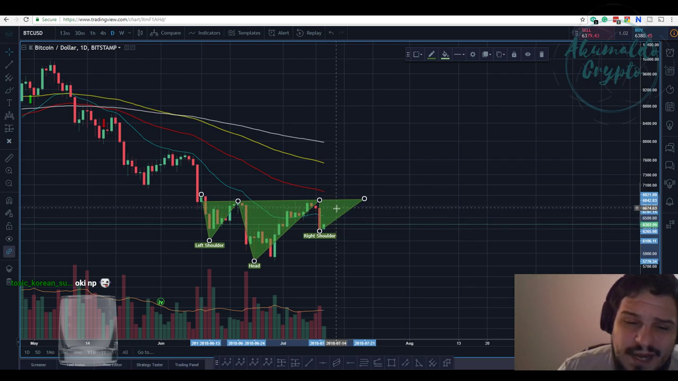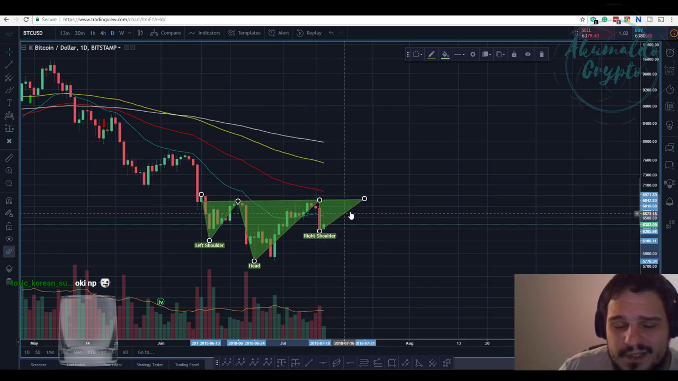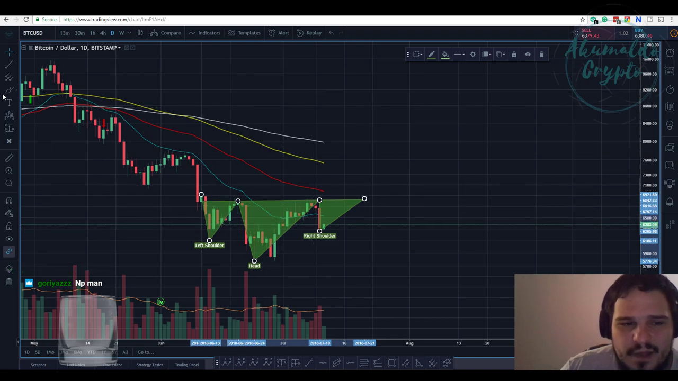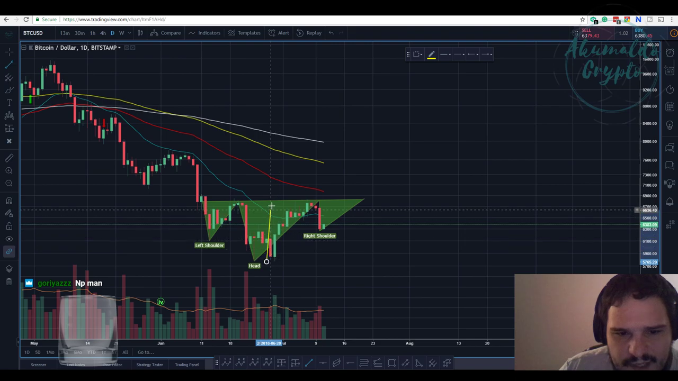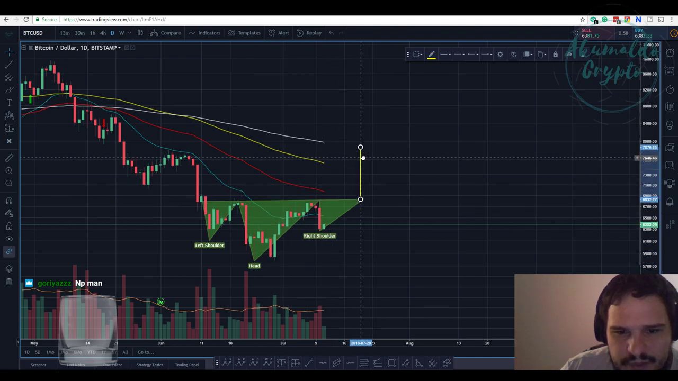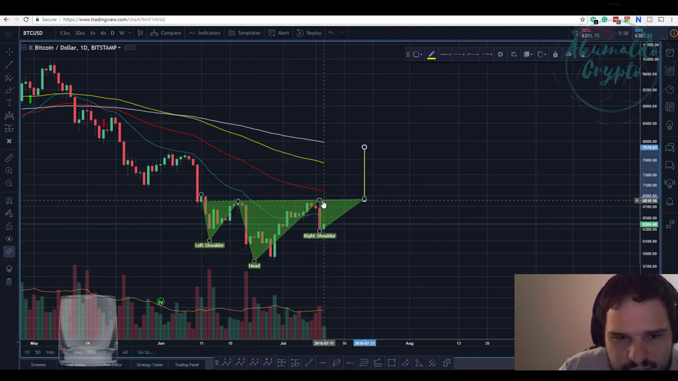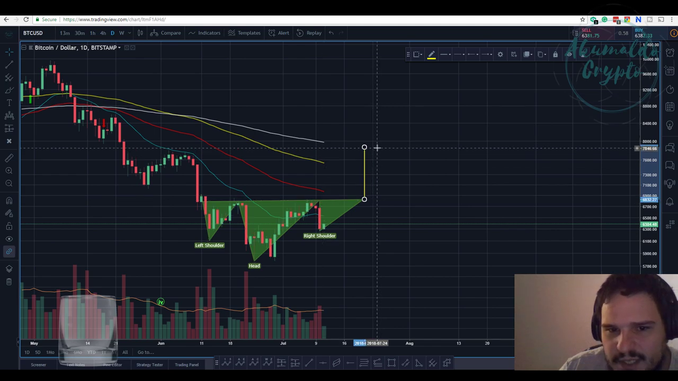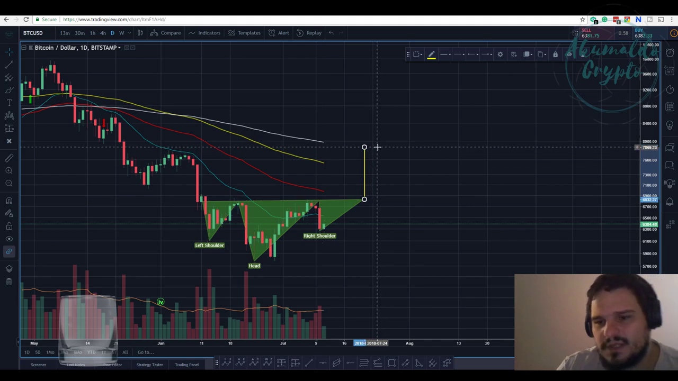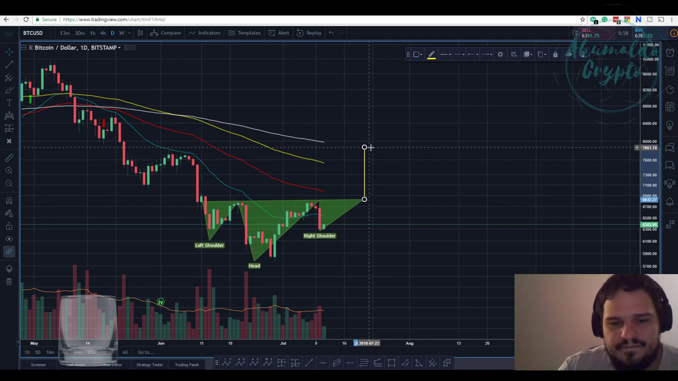So this might be playing out, okay? This might be one possible scenario, and then we would break above. How much we would break above is the length of the head, okay? We go here and we measure like this, okay? This would break this resistance, 6,800, and it would get to 7,800, okay? This is a possible scenario, okay?